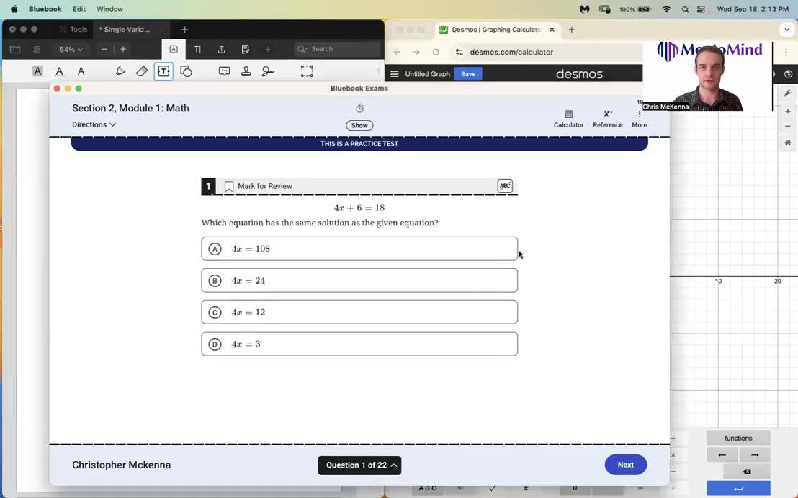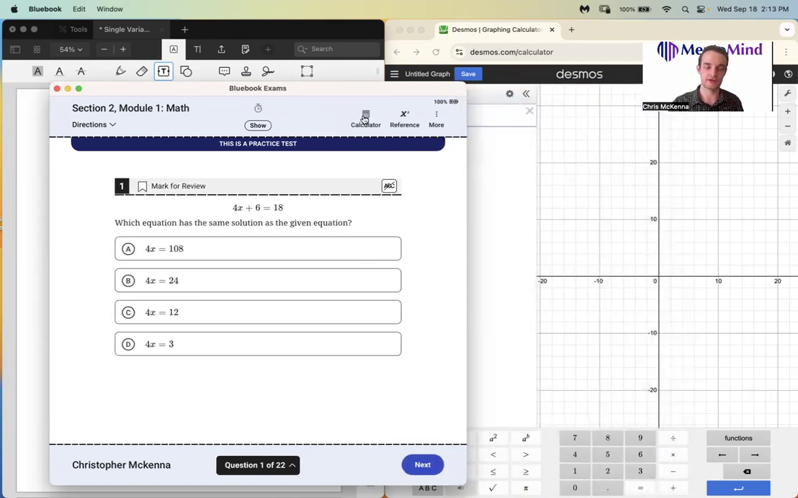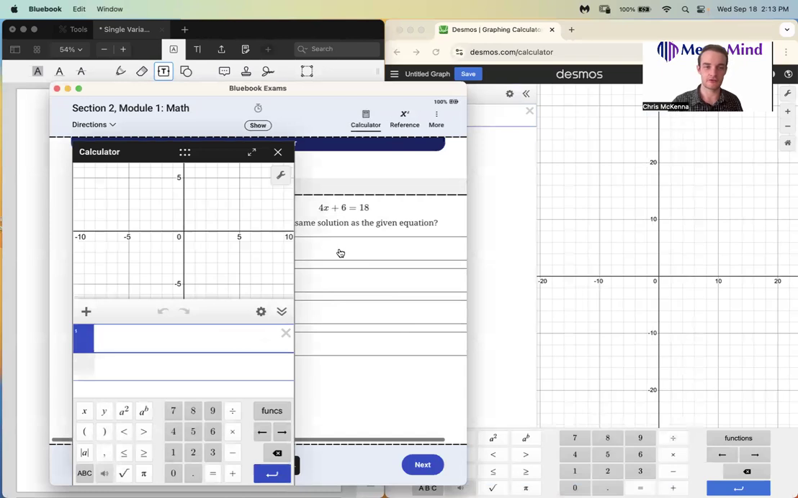The Desmos calculator, if you're not familiar with it already, can be accessed in the Blue Book app. It's up in the upper right-hand corner. If you just click calculator, Desmos opens right up. It's a graphing calculator with a ton of functionality built into it. I'll just enter an equation to give you an example. So graphing functions, for example, is a great use of Desmos, and it's probably the main use that you'll have for Desmos on the SAT.